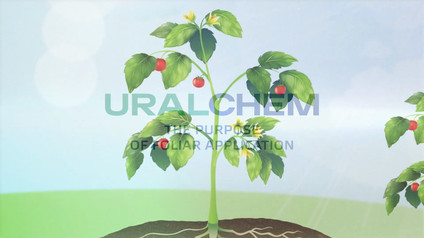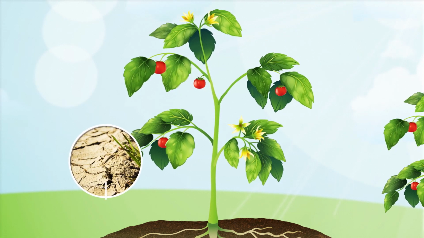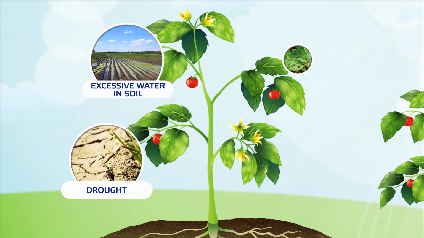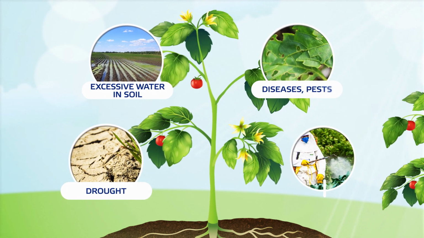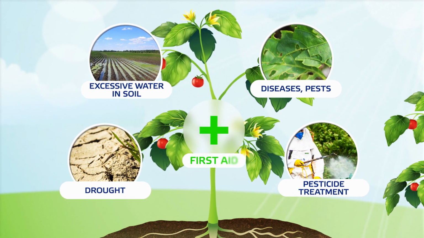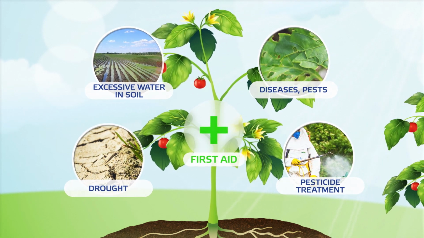The main purpose of foliar application of fertilizers is to help a plant survive stress factors like drought, excessive water in soil, diseases, pests, and pesticide treatment. Eventually, foliar application can become a first aid measure.